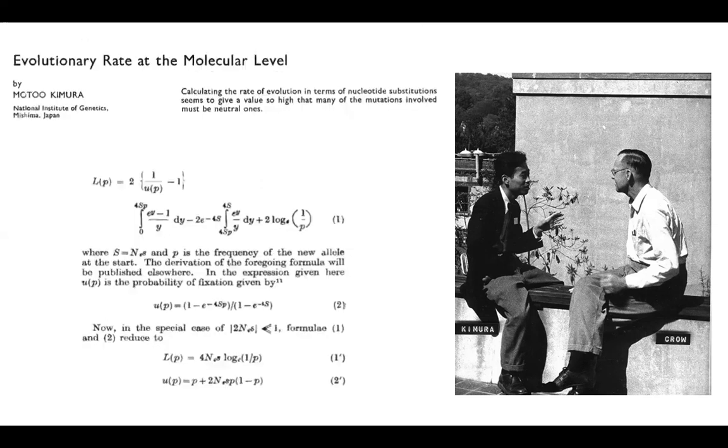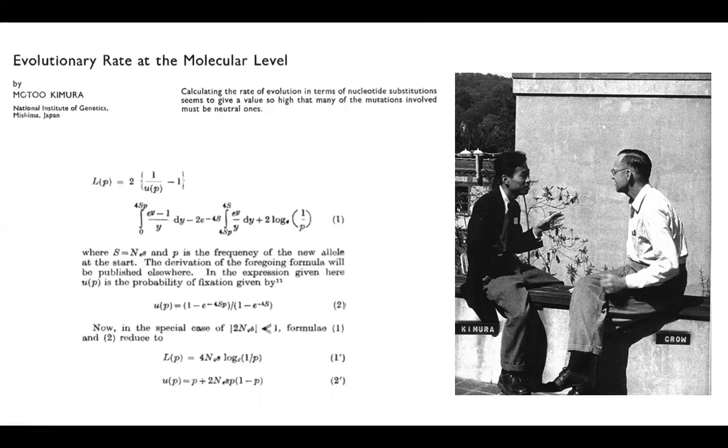Kimura then calculates the substitutional load, just as Haldane did, which is equation 1, shown here. Note that this S value is 2N_e s. That's 2 times the population size times the selection coefficient. That's what that capital S is that you're seeing in equation 1.